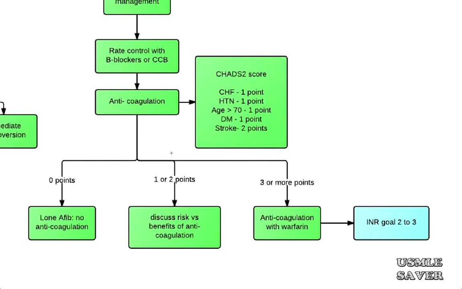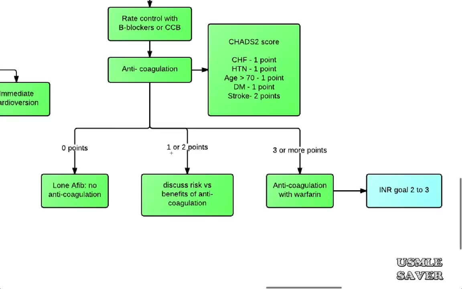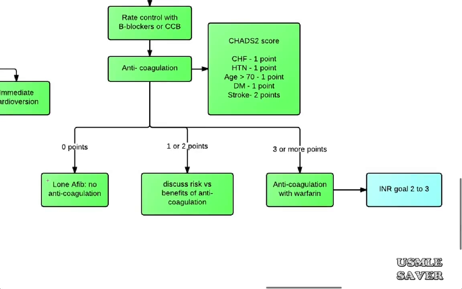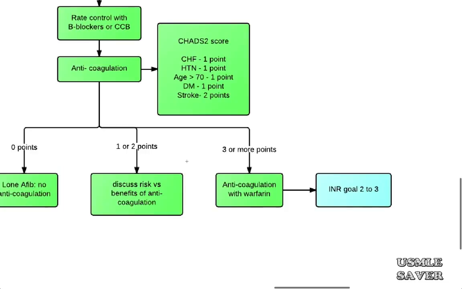Anticoagulation management depends on the score. If a patient has 0 points, then this is called lone atrial fibrillation, and these patients don't need any anticoagulation therapy. If a patient has 3 or more points, the patient needs anticoagulation with warfarin. When the patient is on warfarin, you want to control the patient's INR between 2 and 3, so management is clear if the patient has 0 points or 3 or more points.